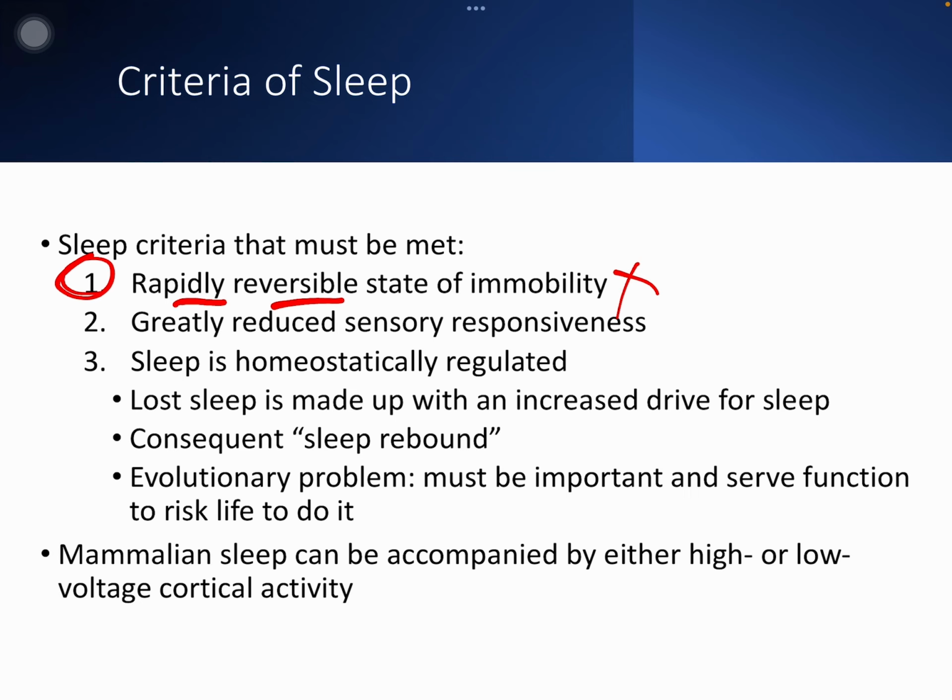Okay, obviously death is not rapidly reversible, and so that is different than sleep. The second criteria that has to be met is a greatly reduced sensory responsiveness. And this is an interesting one that seems to be a harder criteria to meet for some organisms because the responsiveness rate during different states are very different. And so we're going to talk about some examples where we would almost consider a particular organism having sleep, but the problem is this number two criteria, this reduced sensory responsiveness is questionable.